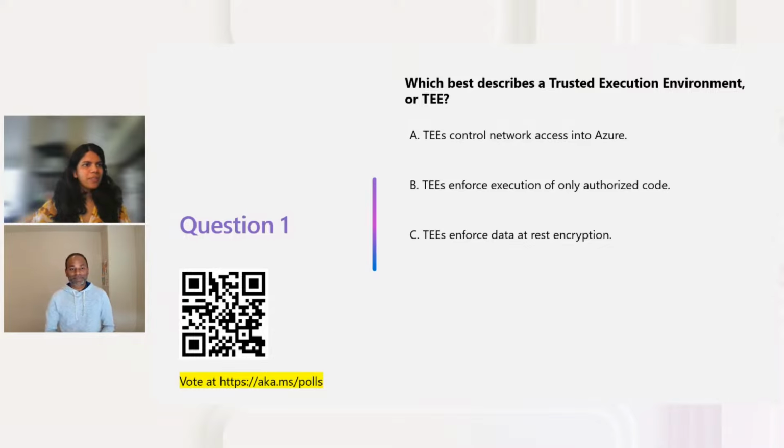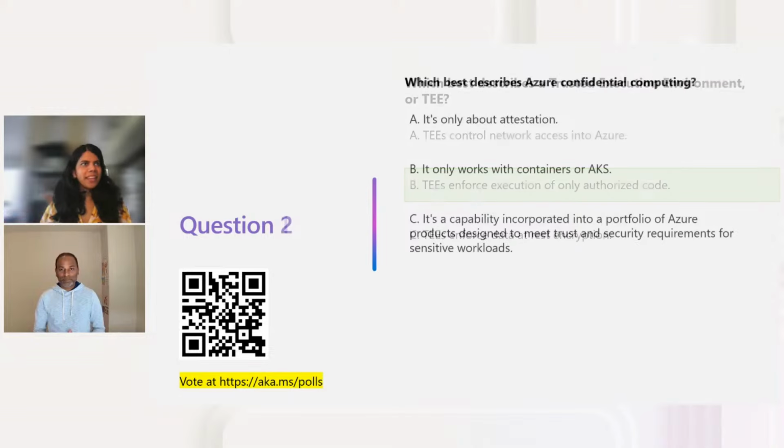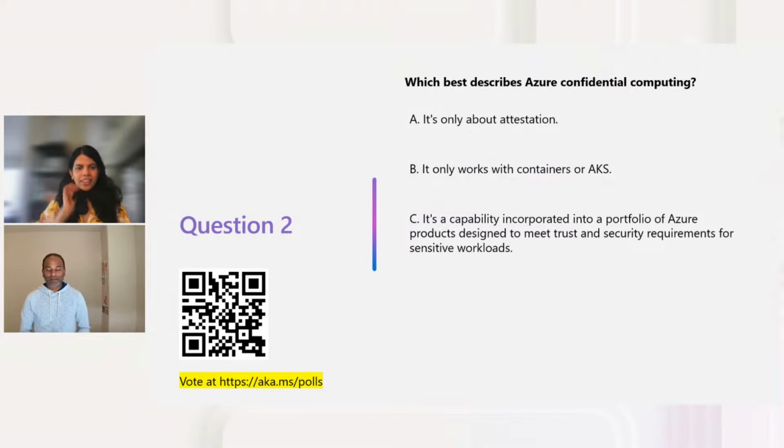Okay. So the answer for this one is that trusted execution environments enforce execution of only authorized code because that is what we want to be running in the encrypted virtual machine memory. So we have another question coming up for our knowledge check. Once again, you can vote either at that link or by scanning the QR code. I think this should be an easy one.